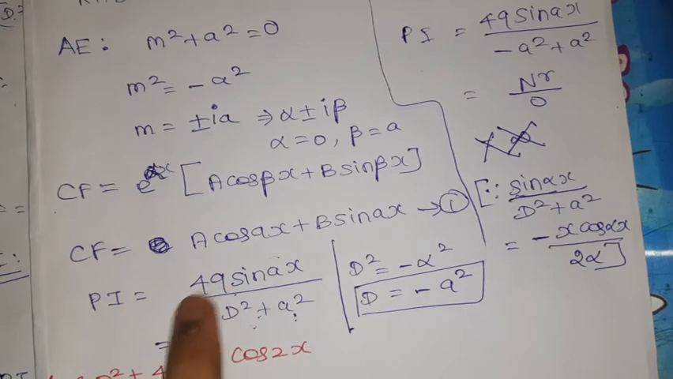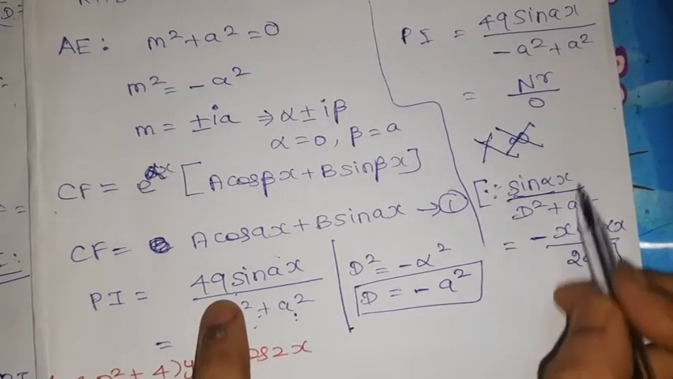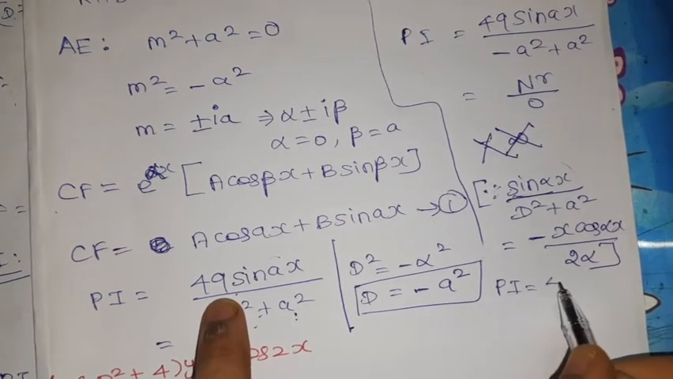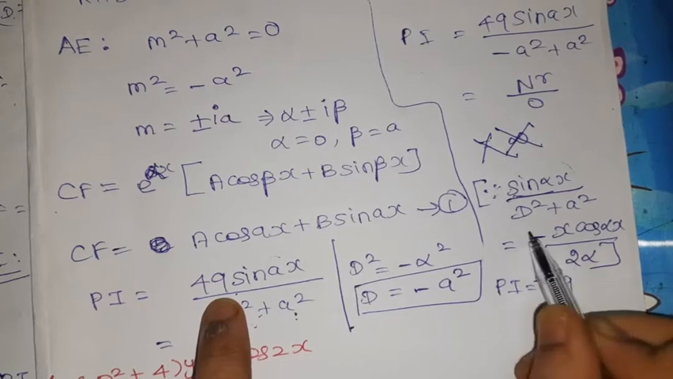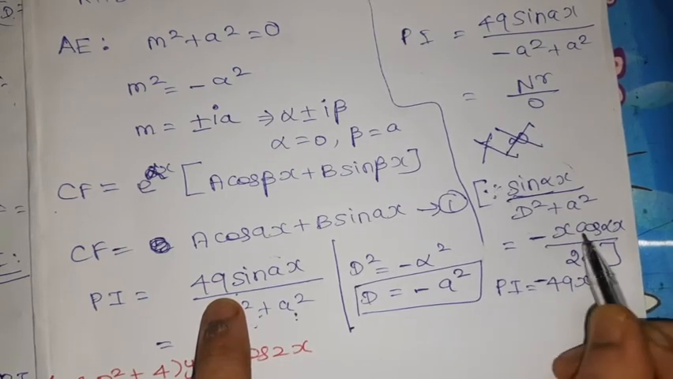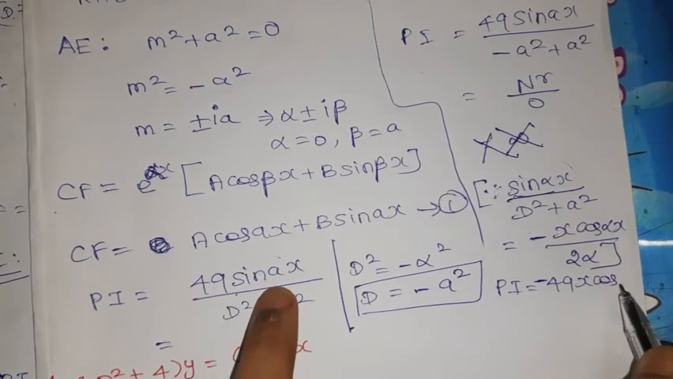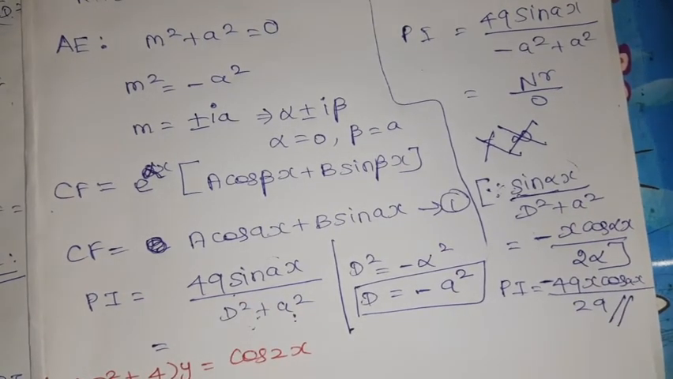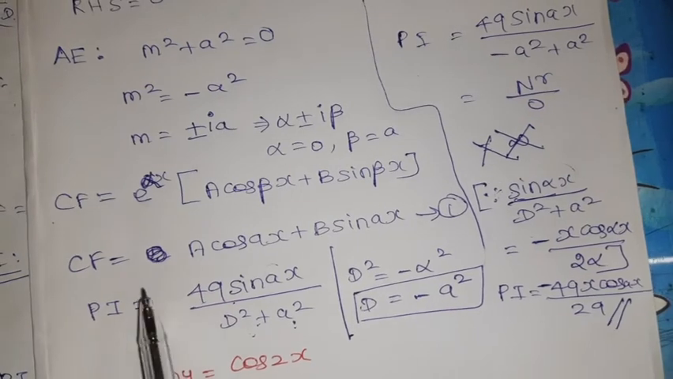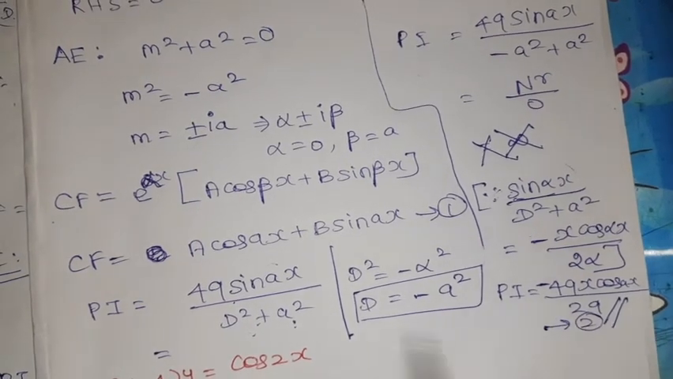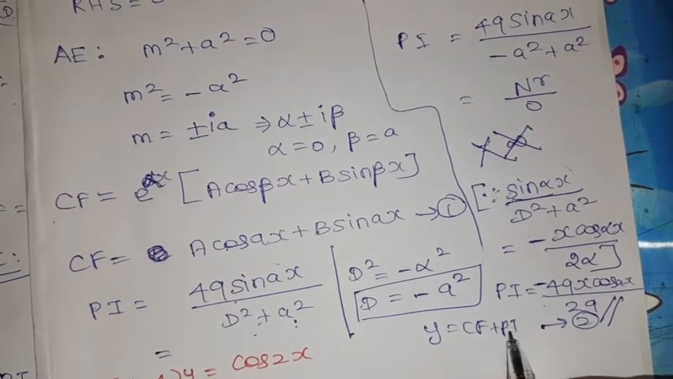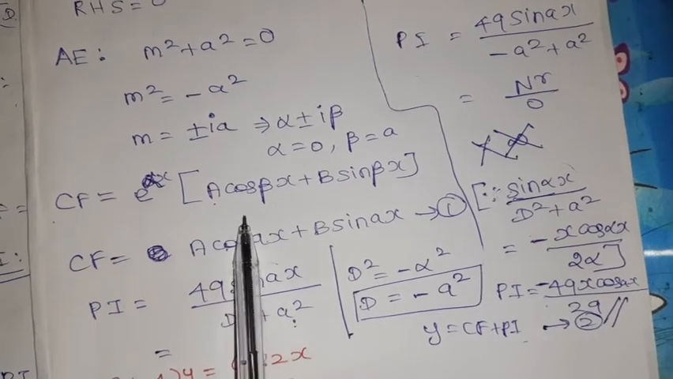Here 49 is in the numerator, so the remaining terms are the same. So the particular integral is 49 times minus x cos alpha x divided by 2 alpha. Alpha is a here, so 2 alpha is 2a, minus 49x cos ax divided by 2a. This is the particular integral. The solution is y equal to CF plus PI. Adding equation 1 and 2, we get the solution.